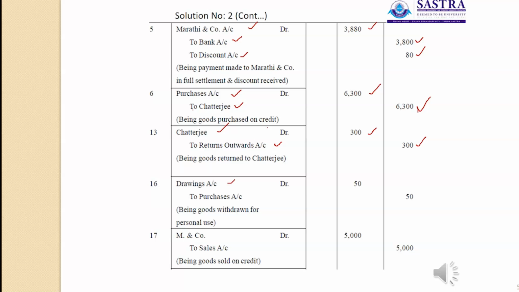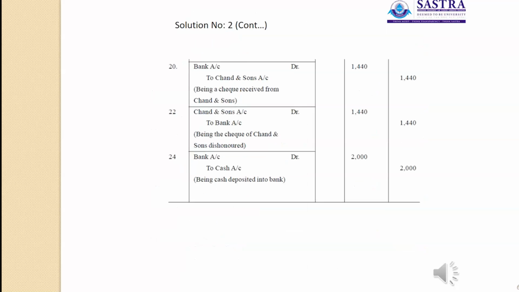Then next transaction is goods withdrawn for personal use. So drawings account debit to purchase account rupees 50. Drawings account debit rupees 50, purchase account credited rupees 50. Then goods sold on credit to MN Company. So MN Company account debited rupees 5,000 to sales account credited rupees 5,000.